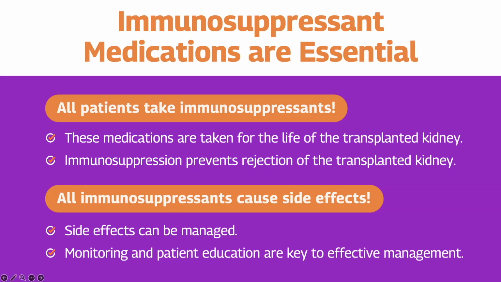Immunosuppressant drugs also must be taken for the life of the transplanted kidney. Patients also must take their immunosuppressants at the same time every day. And when the medications, let's say, are ordered twice daily, the dosages should be as close to 12 hours apart as possible.